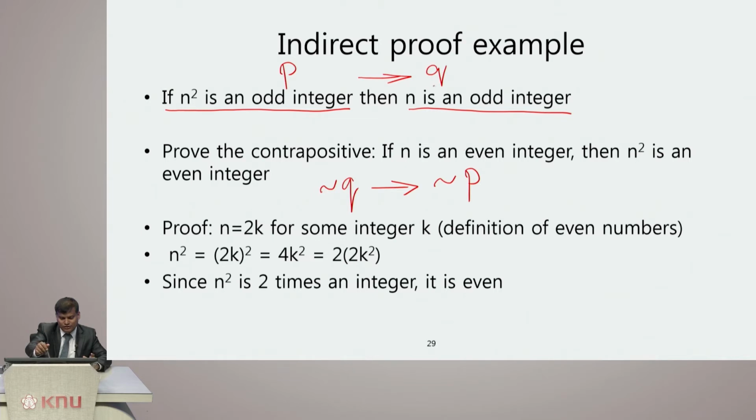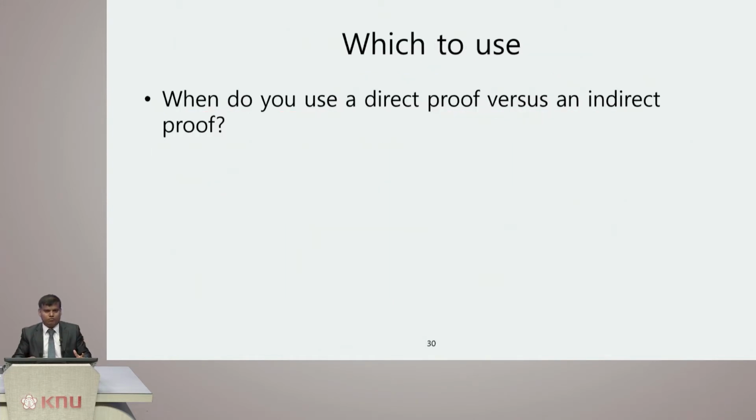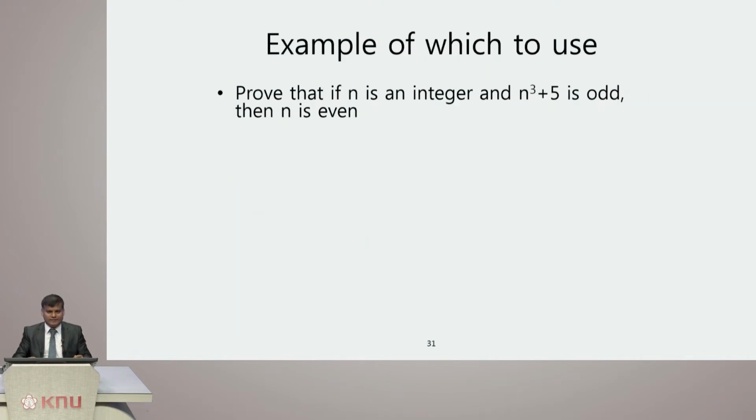So the negation of Q, if Q is n is an odd number, the negation of that would be n is an even number. So if n is an even integer, then n square should be an even integer, which is the negation of P, since P is n square is an odd integer. That's why we have come up with this whole idea of indirect proof, and we have proved it. Okay, let's see this example.